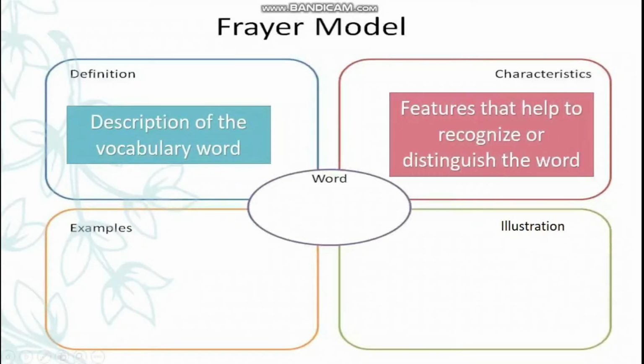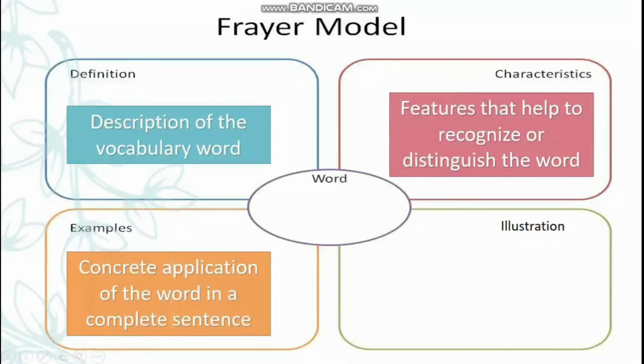Then I have the next one, which is characteristics, and this is actually the pink part in the Frayer. And in the characteristics, you're supposed to have the features that help to recognize or distinguish the vocab word. So is it a verb? Is it a noun? Is it an adjective? Is it an adverb? These are all features that would help you recognizing the vocab word.